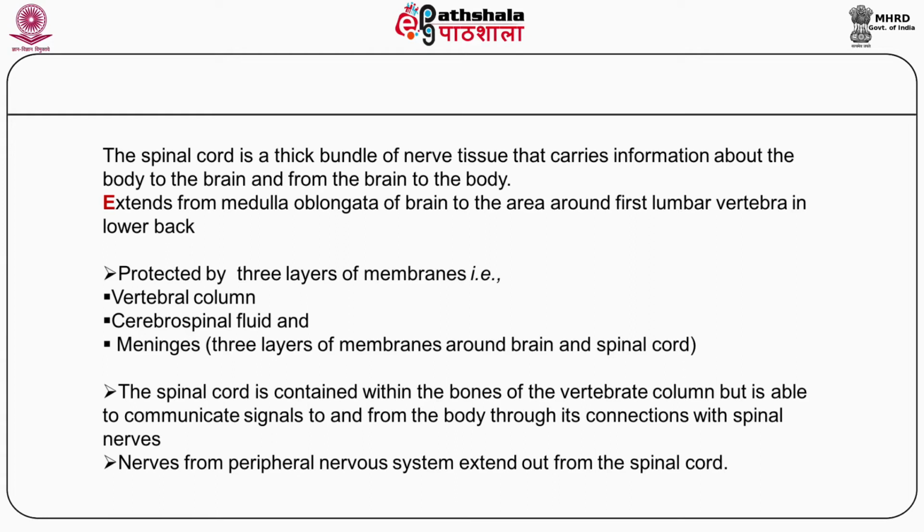It is protected by three layers: first, the vertebral column; second, the cerebrospinal fluid; and third, the meninges, which are the three layers of membrane around the brain and the spinal cord. The spinal cord is contained within the bones of the vertebral column, but is able to communicate signals to and from the body through its connections via spinal nerves. Nerves from the peripheral nervous system extend out of the spinal cord.